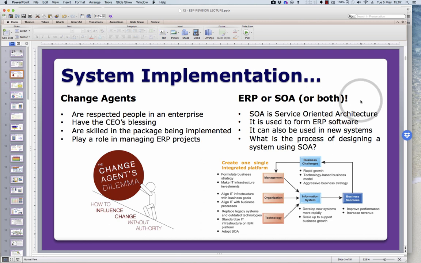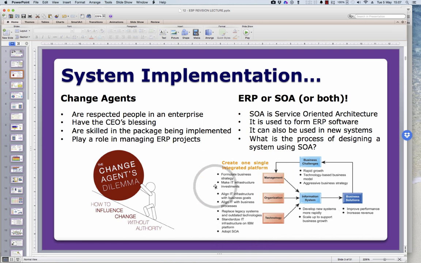ERP or SOA or both. So one of the things that we covered in one of the early lectures was looking at what you can do with systems, and to go to a web services architecture. You use this to form your ERP software, and most ERP software now is web-based. Even if it may be delivered on premise, it's still running as web services. So in this particular case study here, it looks like they decided to standardize IT infrastructure on IBM and then adopted SOA at the end there.